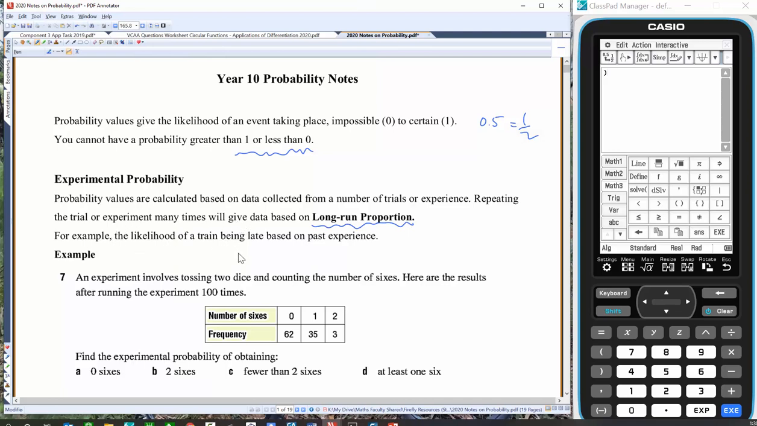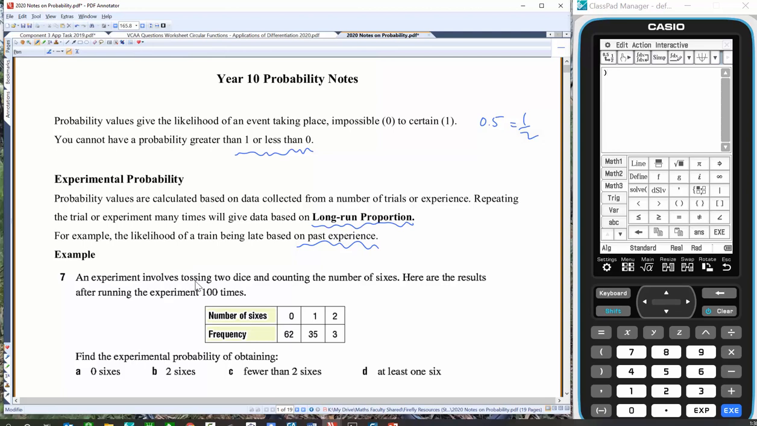For example, the likelihood of a train being late based on past experience. You might catch a train and know that the 7:17 just always seems to be late. That particular train always seems to be late based on your experience. So how late? 3 minutes, 4 minutes. You can build up an idea of that over the long run. It's not just that yesterday it was late, but over the long run you just know that the 7:17 is always late.